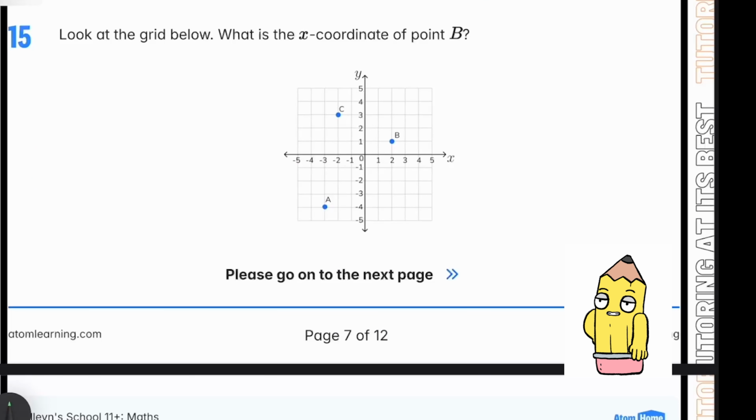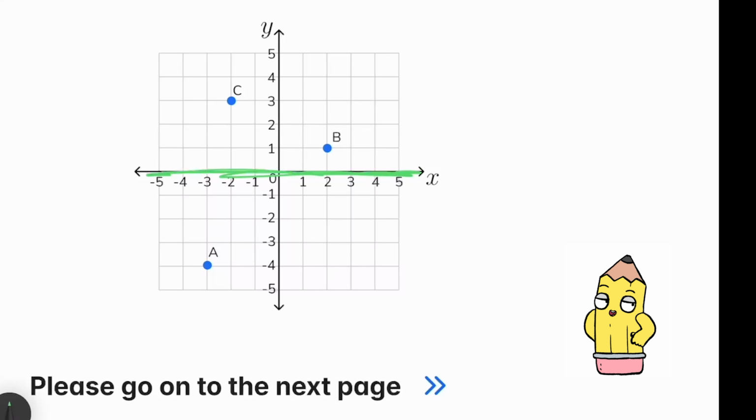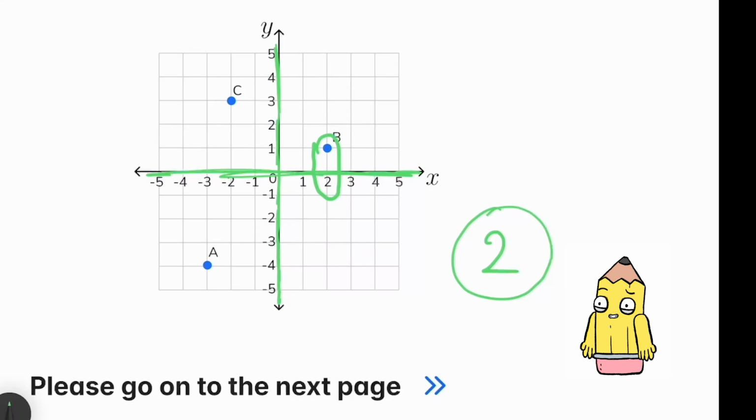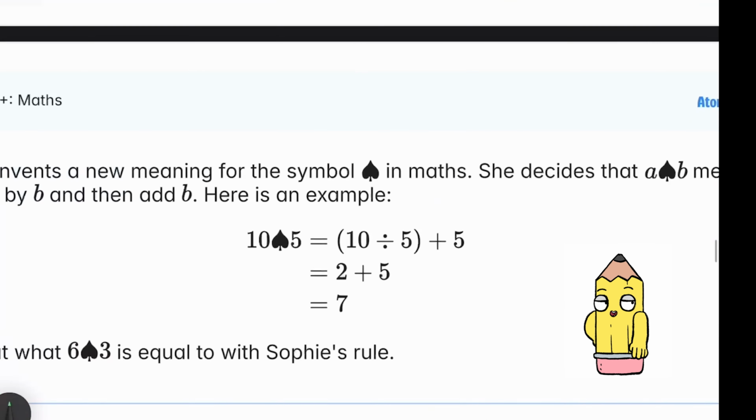Question 15. Look at the grid below. What is the x coordinate of point B? So on a coordinate grid, the x-axis runs horizontally and the y-axis runs vertically. To find the x-coordinate of B, we need to see where it sits on the horizontal axis. Now point B is in line with 2 on the x-axis, so this is its x-coordinate, 2. Question 16.